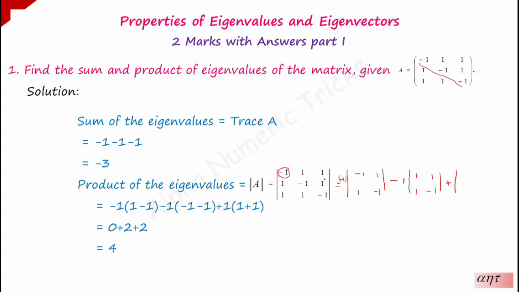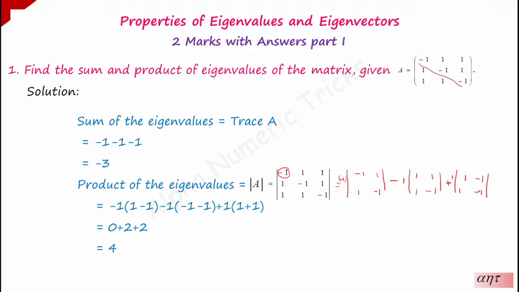So 1 into the remaining elements, leaving the corresponding row and column of that element 1. The remaining elements are 1, -1, 1 and 1. Write it here: [1, -1; 1, 1]. Sorry, that is not a minus 1, it is plus 1.